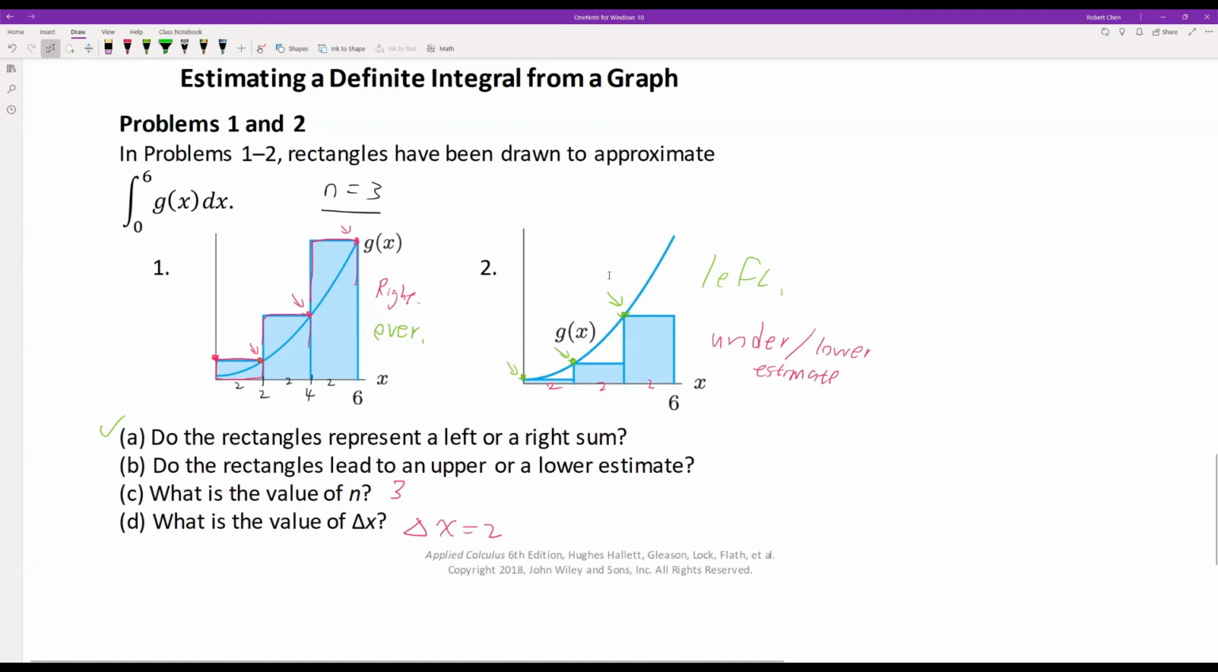Okay, so hopefully this is a little more clear than 5.1. Now 5.1 was just a quick introduction, and 5.2 is where we really get into the details of adding the sums of the rectangles to estimate the area.